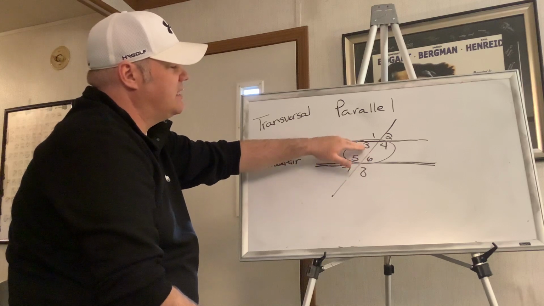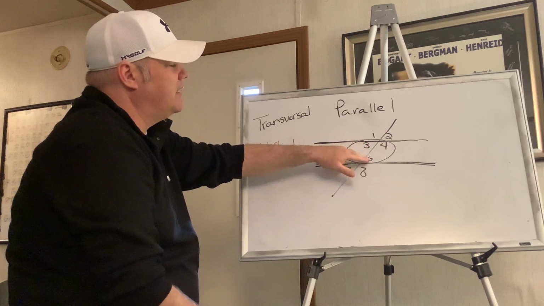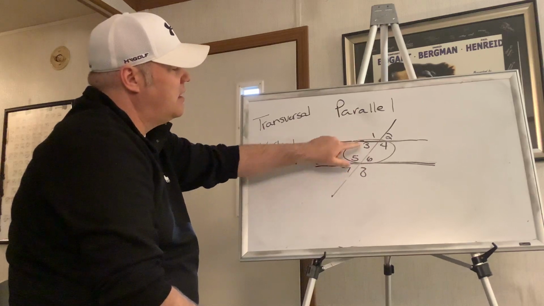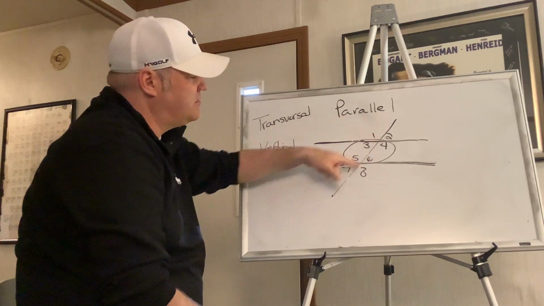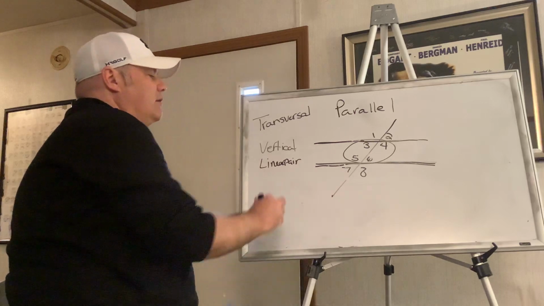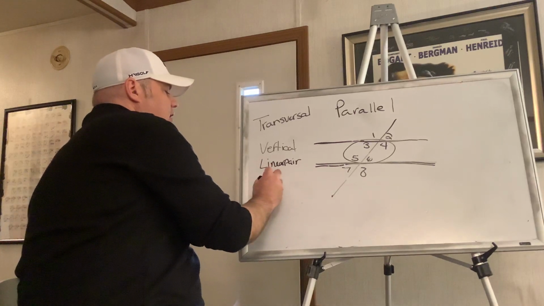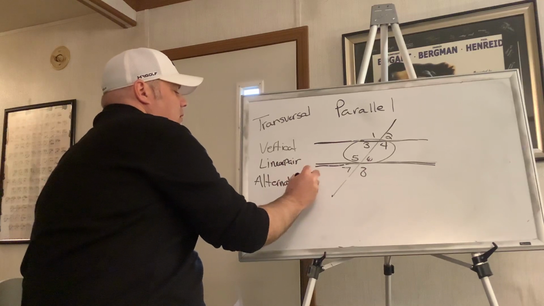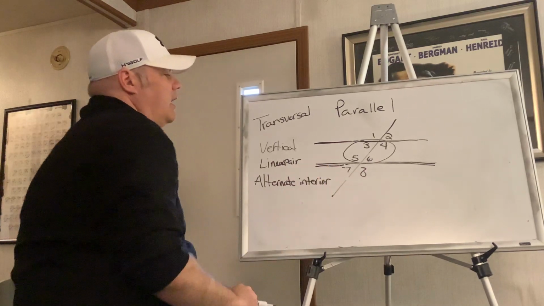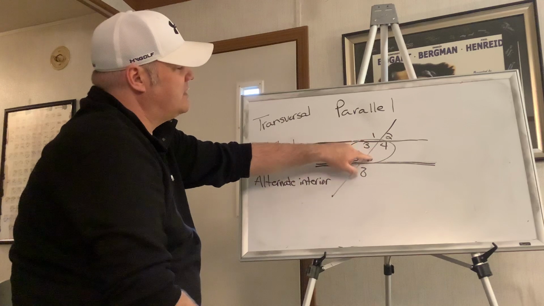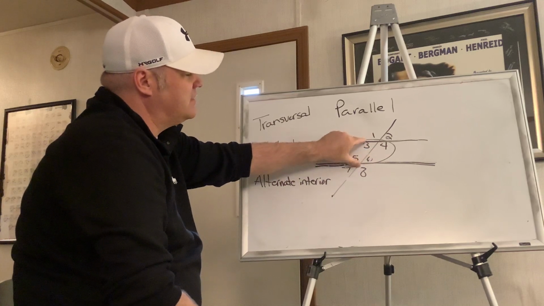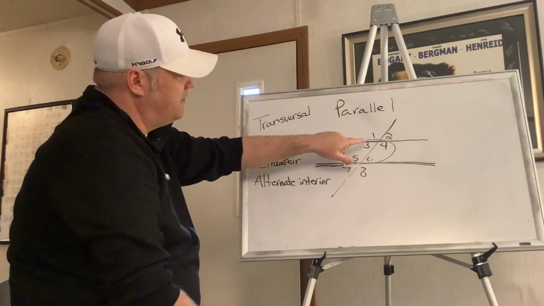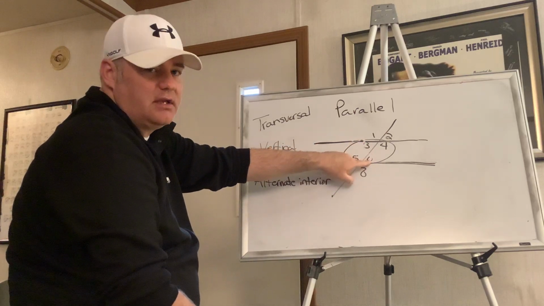Let's take 3 and 6 in this example. 3 and 6 are both interior angles. They're both inside the train tracks, but they're on opposite sides of the transversal. Those angles are called alternate interior. They're on opposite sides of the transversal, but they're still both inside the train tracks. They are the same measurement. So if that one is 70, that one is 70.